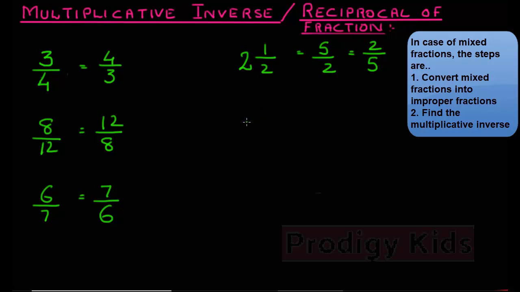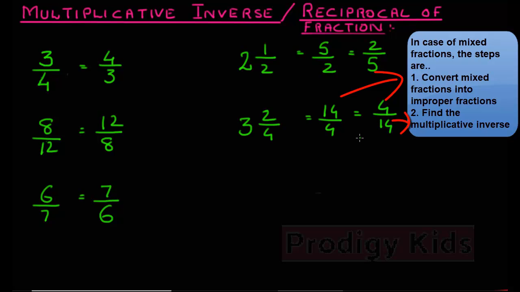Let me give you another example to understand better. If it is 3 2 by 4, this is a mixed fraction, and I want the multiplicative inverse of 3 2 by 4. I need to express this as an improper fraction. That is, 4 times 3 is 12, 12 plus 2 is 14, 14 by 4, that's the denominator. And what is the reciprocal of 14 by 4? It is 4 by 14.